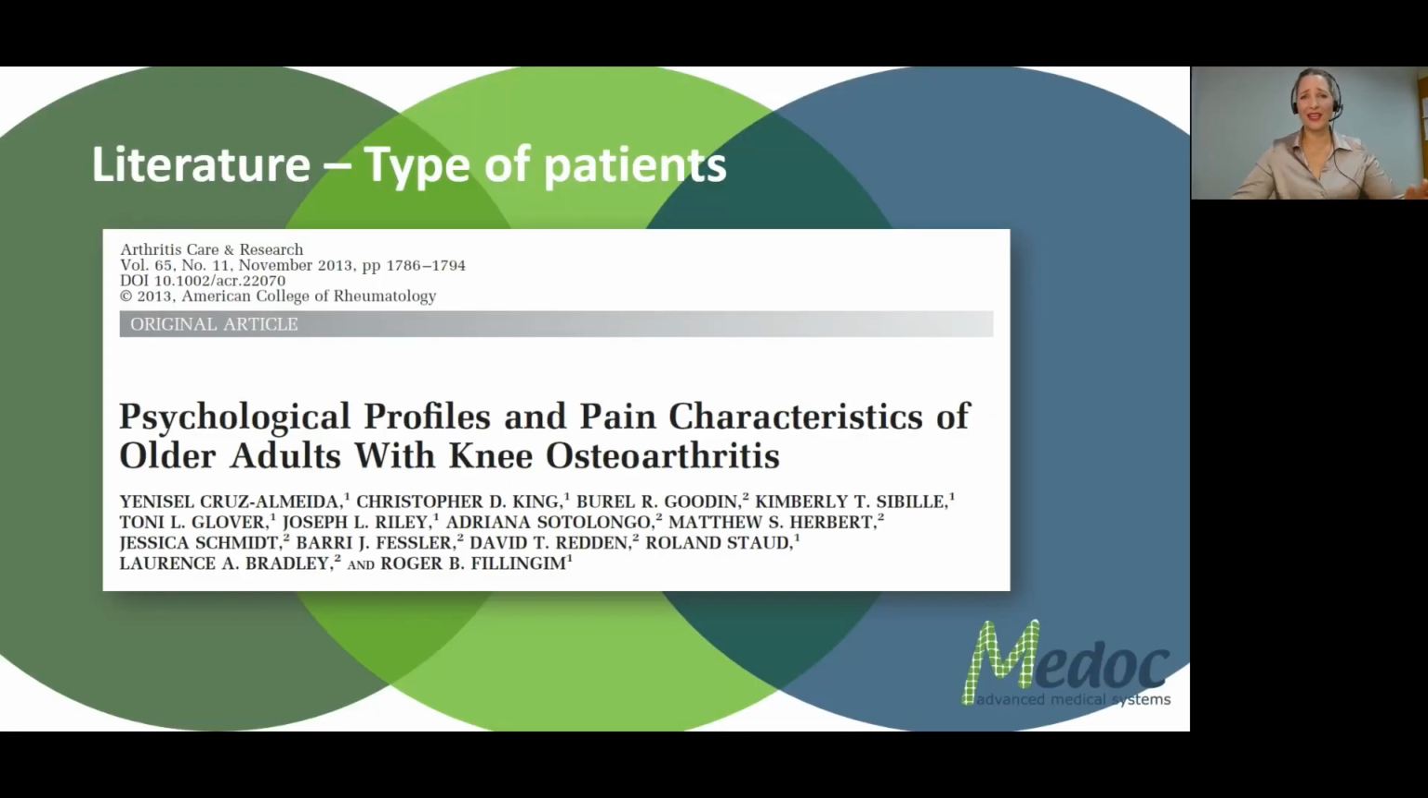Just want to show you a classic example of the use of the algometer, for instance, in knee osteoarthritis patients. And this is a study by Yenisel Cruz-Almeida out of Gainesville, Florida in 2013. They had a very large group of 194 middle to older age knee osteoarthritic patients, and they wanted to identify psychological profiles within those patients, and they compared them and put them in clusters according to the psychological profiles.